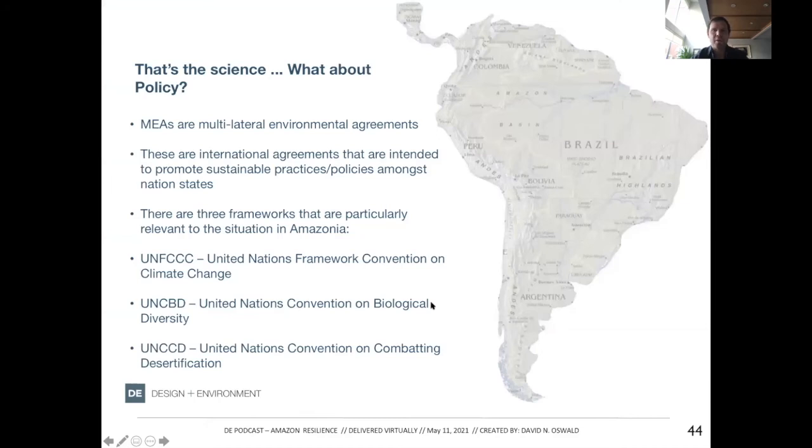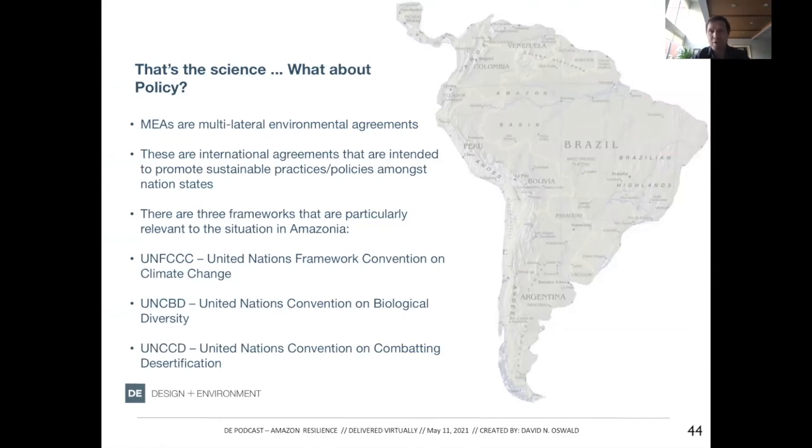So how do we deal with this stuff then? We know what the science tells us roughly. What are some things that we can do, and what are some laws that we can enact? Well, one thing is MEAs, and Katya, when she was on, talked about this. They aren't the strongest thing in the world, but at least there's something that can bring these countries together. They're multilateral environmental agreements. They're international agreements that are intended to promote sustainable practices and policies amongst nation states that sign on to them. They're called parties, the states that sign on.